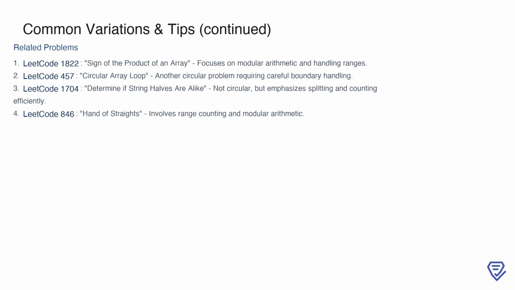If you want to deepen your understanding of similar problems, consider exploring some related LeetCode challenges. For example, LeetCode 1822, sign of the product of an array, involves modular arithmetic and working with ranges, which ties directly to the concepts used here. LeetCode 457, circular array loop, is another problem rooted in handling circular data structures, requiring careful attention to boundaries. While LeetCode 1704, determine if string halves are alike, isn't circular, it emphasizes splitting and counting efficiently, which is a transferable skill. Lastly, LeetCode 846, hand of straights, focuses on modular arithmetic and counting within ranges, offering valuable practice for mastering these techniques. These problems can help you build intuition and confidence when tackling variations of circular or range-based scenarios.